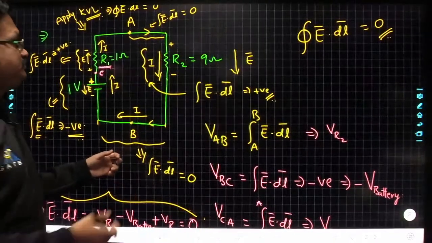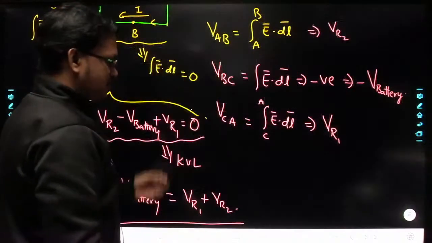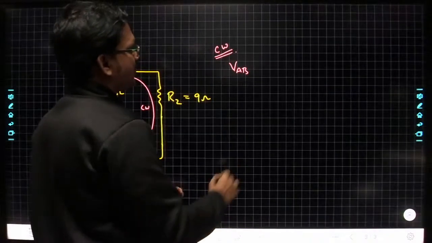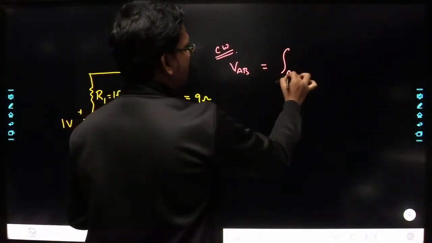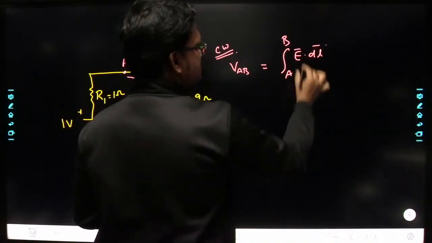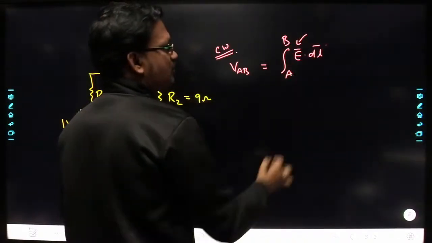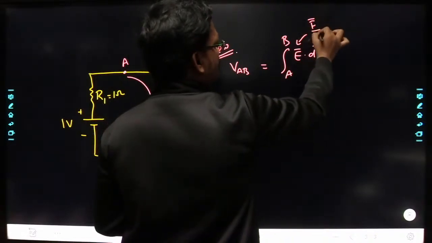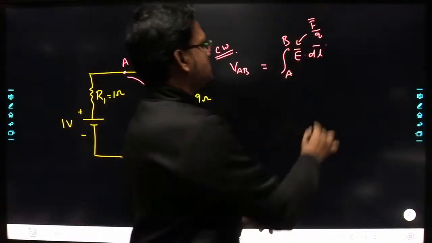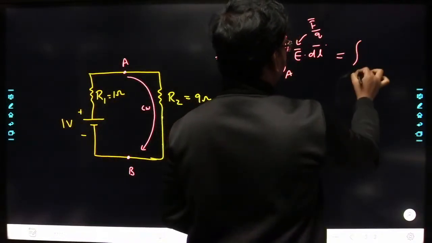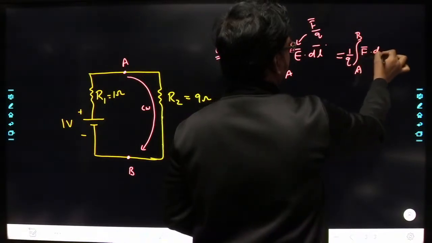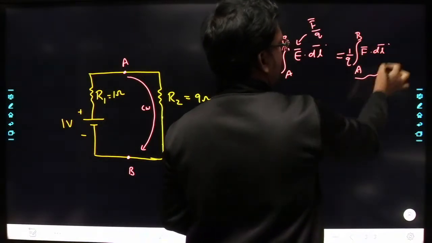See, VAB is nothing but the integral from A to B of E bar dot dl bar. We know that E bar is nothing but F bar by q. So I can write this as the integral from A to B of 1 by q, F bar dot dl bar.